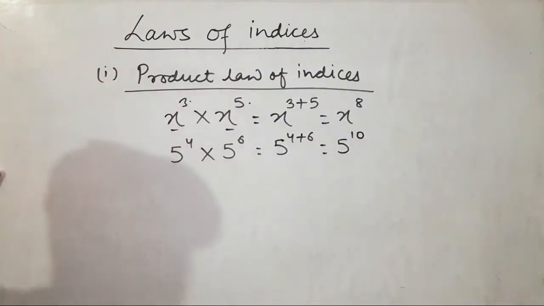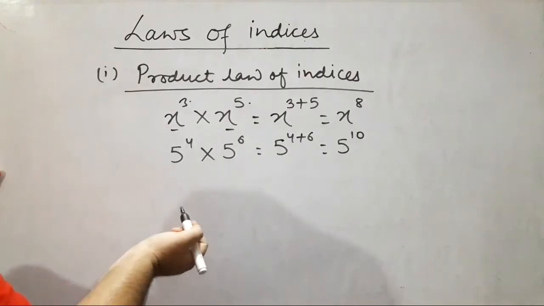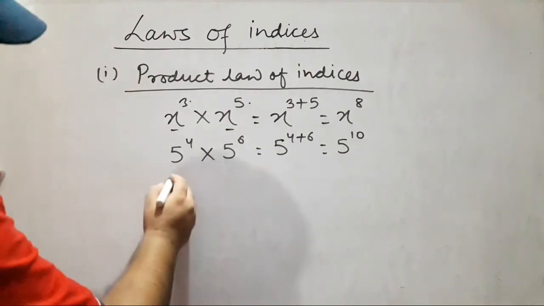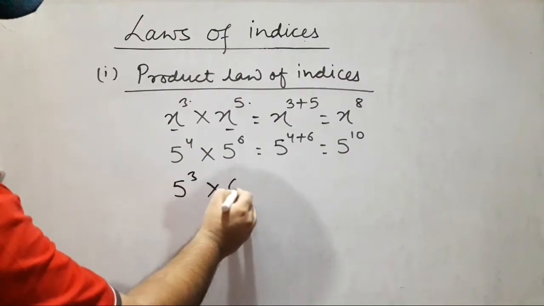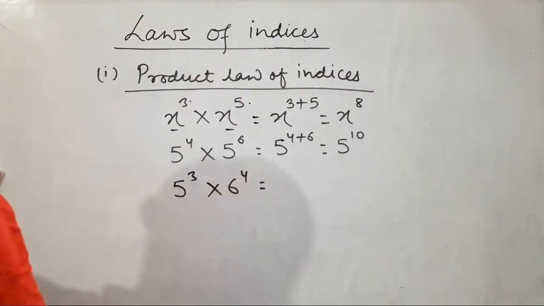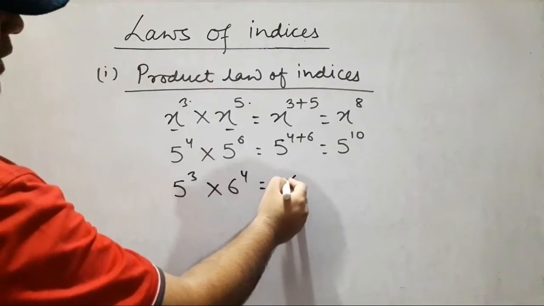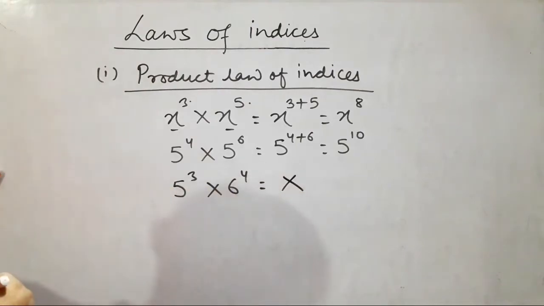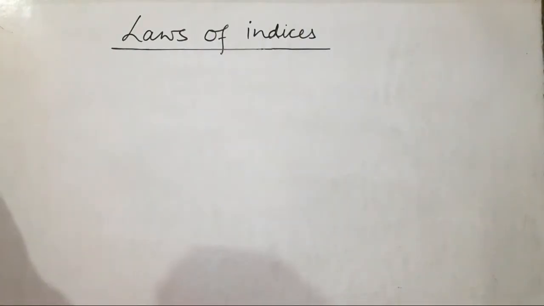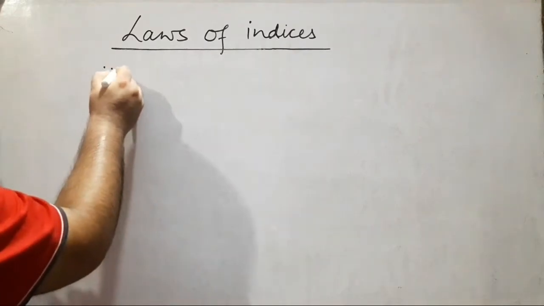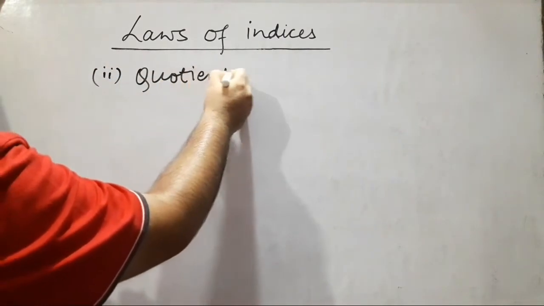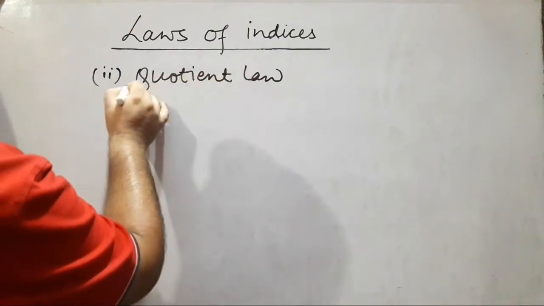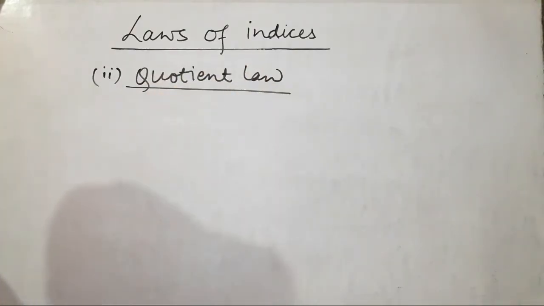But remember, if the bases are different, then their powers cannot be added. For example, 5 power 3 into 6 power 4. Now product law of indices does not hold in such a condition. The second law of indices is quotient law. You can say quotient law of indices or simply quotient law.